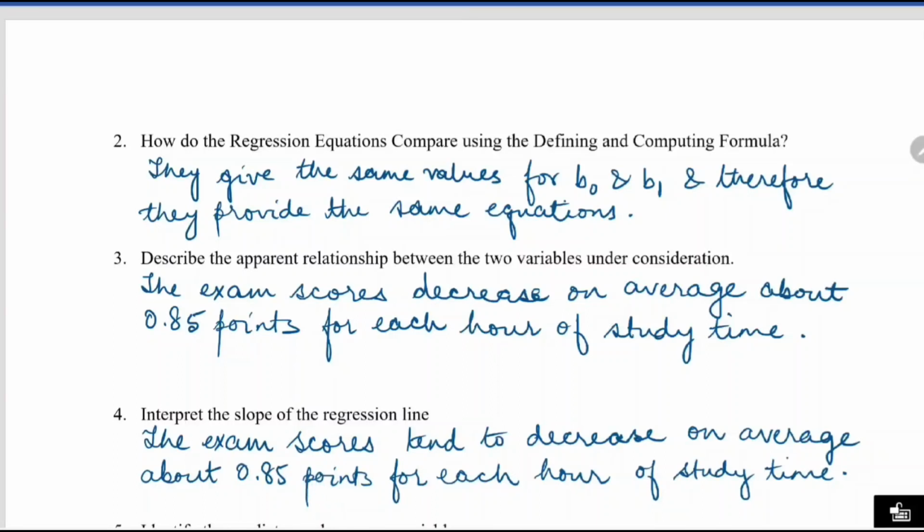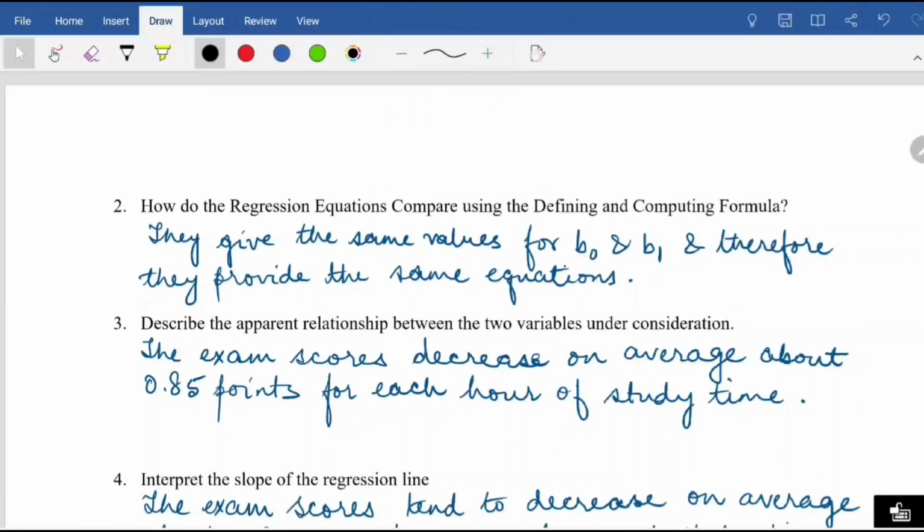Number 4 says, interpret the slope of the regression line. The exam scores tend to decrease on average about 0.85 points for each hour of study time, which is the same as what we said above in number 3. They essentially are the same thing. The relationship between the two variables is determined by the slope of the regression line. Therefore, they have the same answer pretty much, right?